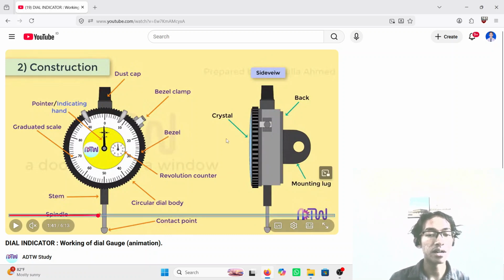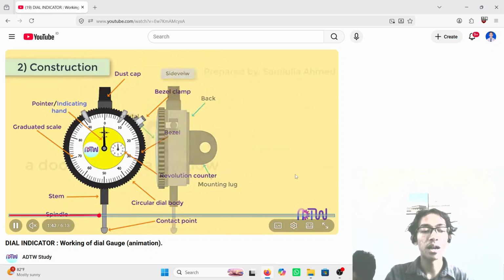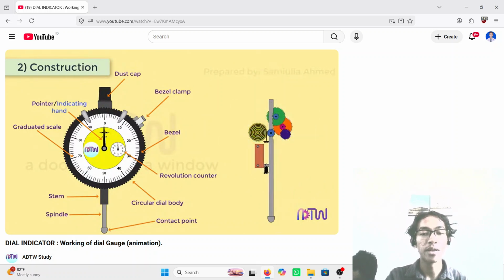From the side view, we can see there is the crystal. This is just the glass or a plastic cover on the front of the pointer and the dial. There is also the back, which is just the rear cover of the body, and there is also a mounting lug. A mounting lug is a flat bracket on the back of the case used to secure the indicator to a magnetic stand or a fixture.